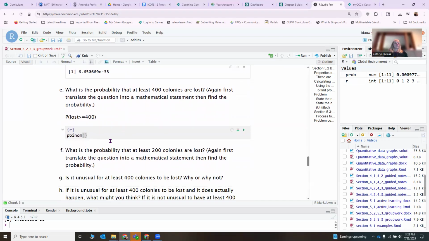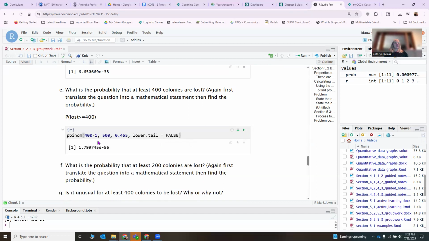So back down to here, what I see I have is I'm going to have 400 minus 1, then my 500 and my 0.455. And now my lower tail is FALSE. And again, the FALSE has to be all capitalized. And that again is a pretty small number.